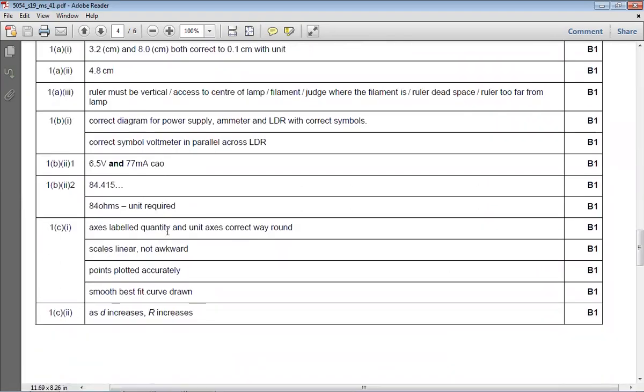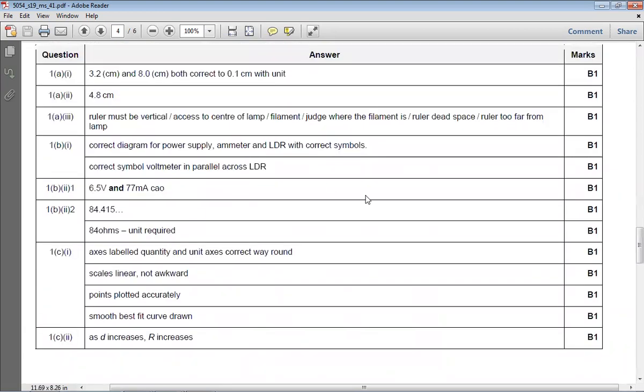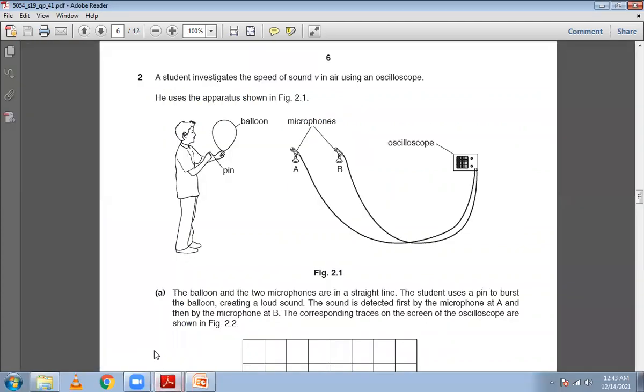Okay, so this is question number one and its marking scheme. I suggest that you stop this video and take your time to read all the answers and their marks. I always tell you that whenever you solve a question of physics, always check it and compare it with the marking scheme. It's very, very important. So we are done with question number one. Let's go to question number two.